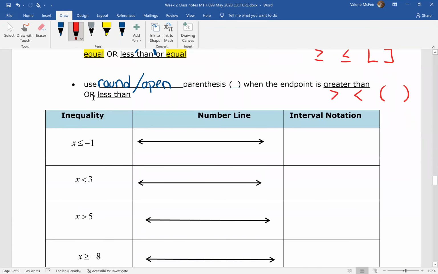Let's look at some examples. X is less than or equal to -1. I always find it easiest to put it on the number line first.